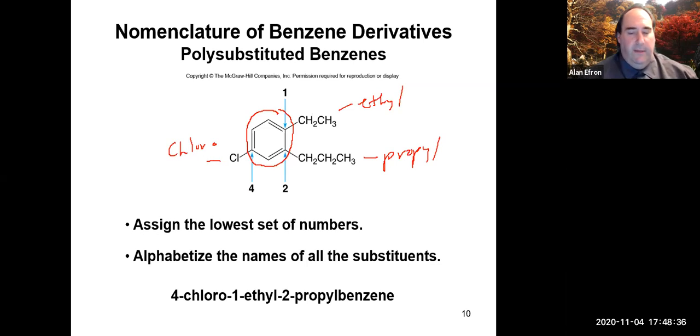Based on where things are located, I think if we went this way, 1, 2, 3, 4, 5. Going this way would give us some larger numbers there, 1, 4, and 5 versus 1, 2, and 4. So that's why they went that way in terms of the numbering. So they didn't really go alphabetical here. They went whichever way gave our multiple groups the smaller number. So at carbon 4, we have a chloro, 1-ethyl, and 2-propyl benzene in that particular case.